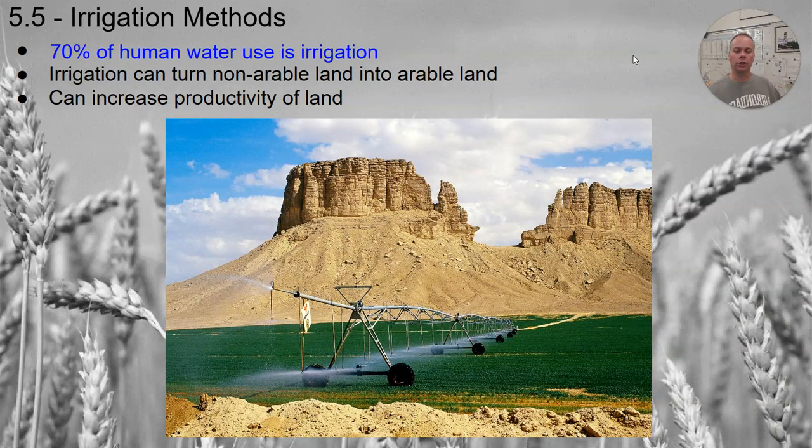It can also turn non-arable land, that just means land that is not able to grow crops, into arable land. If you can imagine the desert, which in terms of sunlight and temperature is often a good area for growing crops, but it lacks water, lacks precipitation. If you can take water from an aquifer, from surface waters, and use it to irrigate that land, it can turn into incredibly productive land, as we can see here.